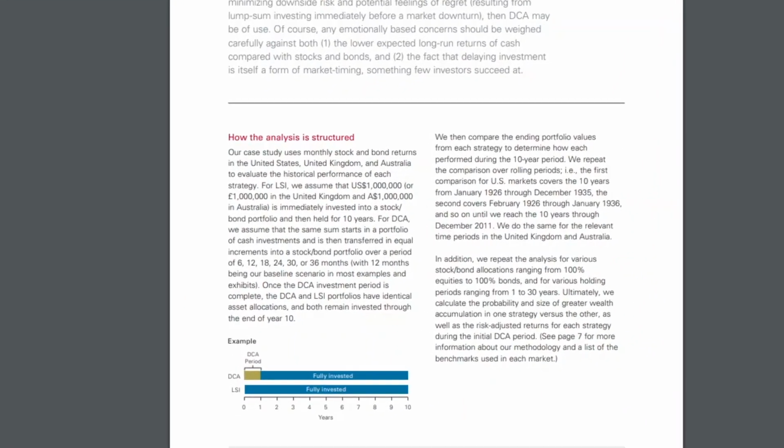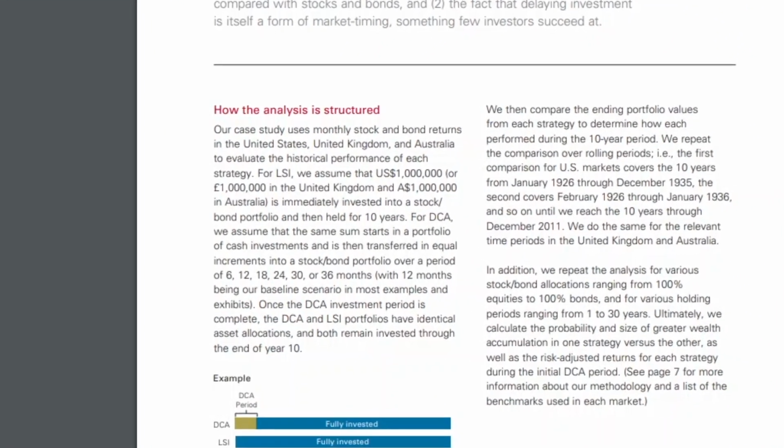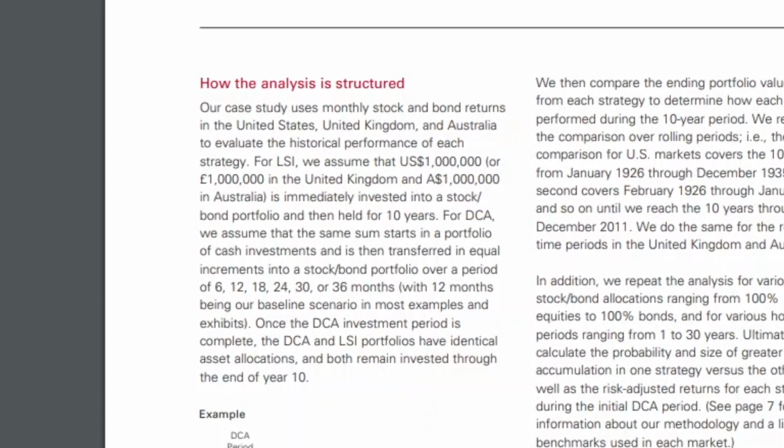For the dollar cost averaging side of things, they cost averaged £1 million into the market over a set period of time, and then stayed fully invested after that was done. So, for an example, over a 12-month time period, they took £1 million and divided it by 12, which is around £83,000. Then they invested around £83,000 each month for a year, and then they stayed fully invested for the remaining 9 years. They repeated this over different 10-year timeframes, whilst also changing the amount of time that they cost averaged into the market. So they did it for 6 months, then 12, 18, 24, 30, up to 36 months.